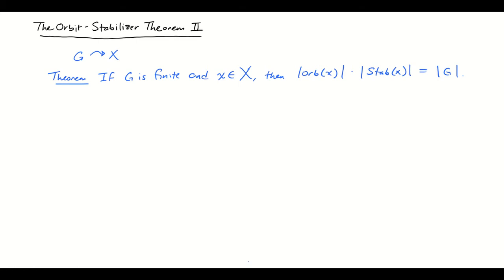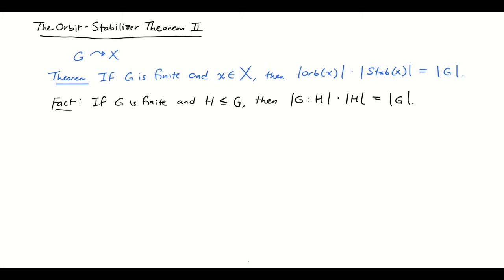For the proof, we're going to use a fact that we've proven previously. Here's that fact. If G is a finite group and H is a subgroup of G, then the index of H in G, that is the number of cosets of H in G, times the order of the subgroup is equal to the order of the entire group. That was part of proving Lagrange's theorem.